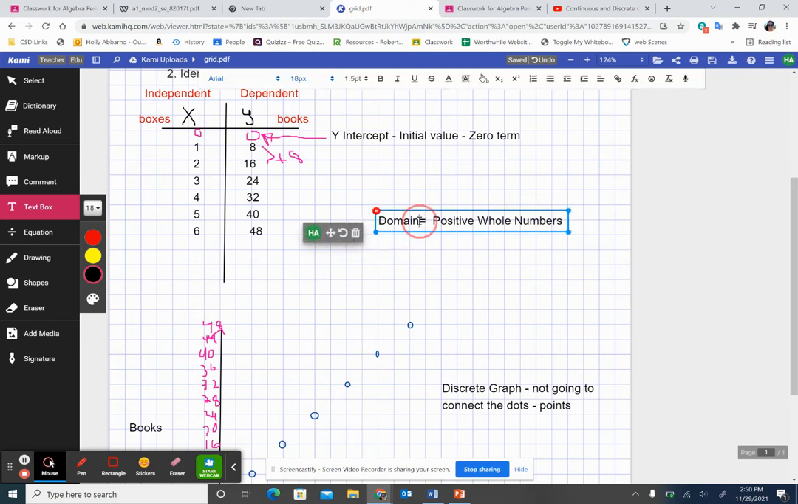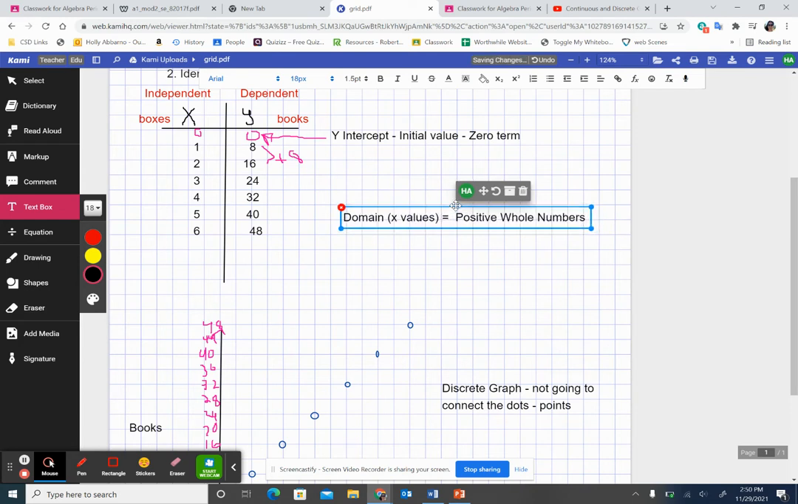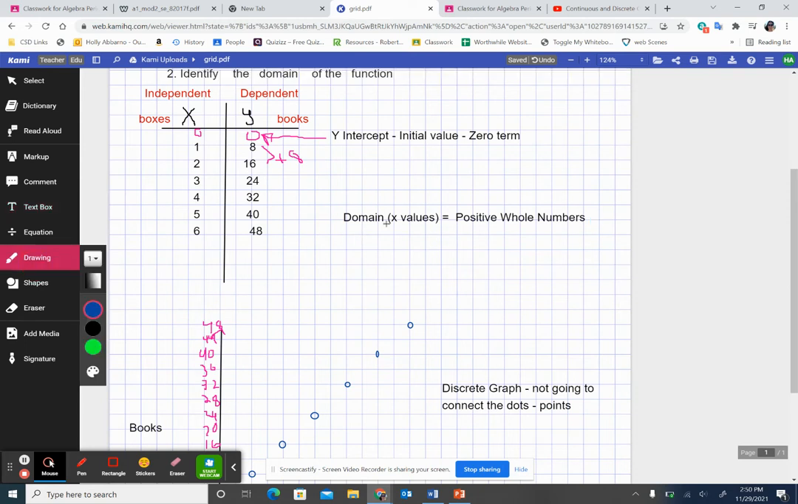The domain is your x values. And we're going to identify them as our positive whole numbers. So when I get back, we are going to learn how to write this mathematically. But right now, we just want to say that our domain is positive. There are no negatives. You can't have negative boxes. And they're whole numbers. They're whole increments. So it's going to be positive whole numbers. And our domain is our x values.